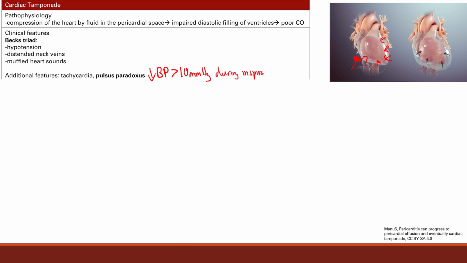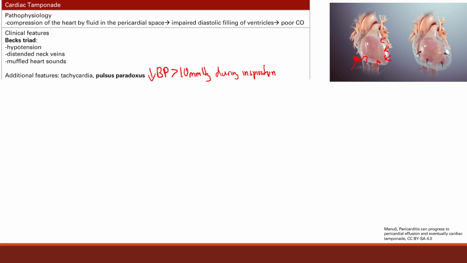So let's say you're measuring someone's blood pressure during expiration and it's 130. And then when they inspire, the blood pressure suddenly drops to 115. That is Pulsus Paradoxus. Now I want to explain this a little bit. Pulsus Paradoxus is just an exaggeration of a normal phenomenon. When I say normal, I mean that inspiration will cause your blood pressure to decrease.